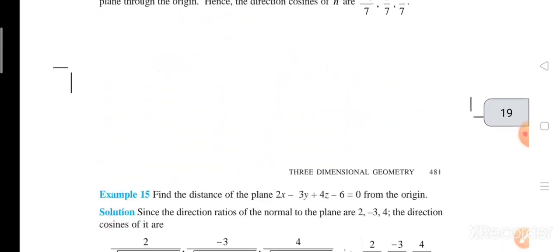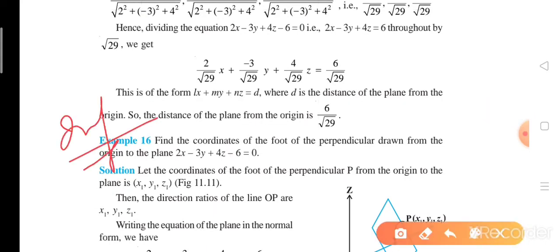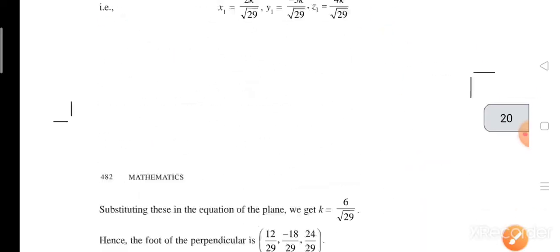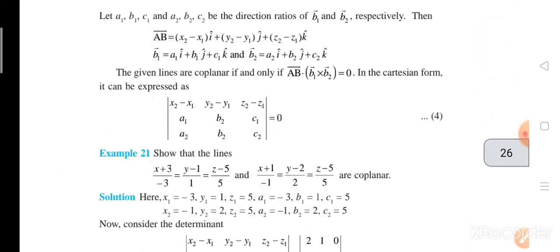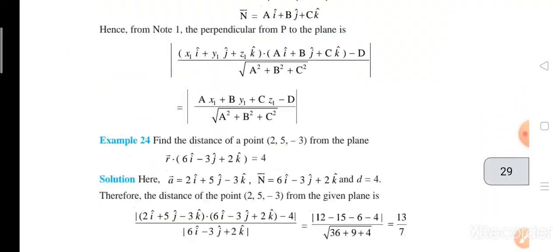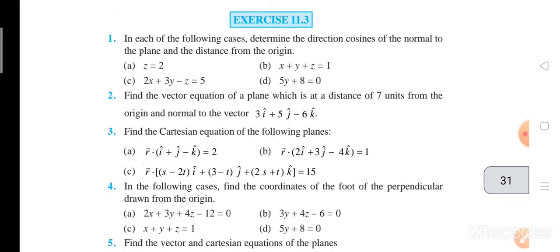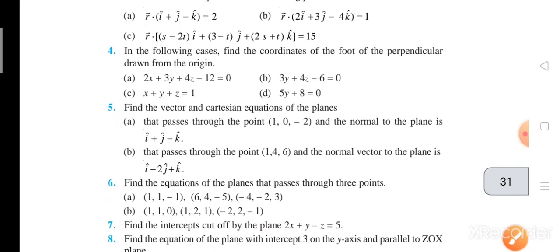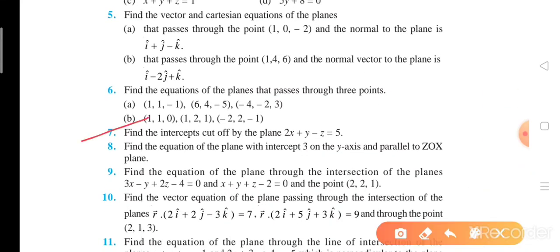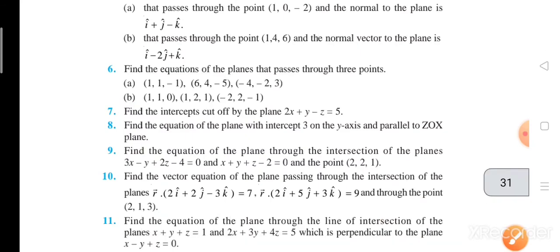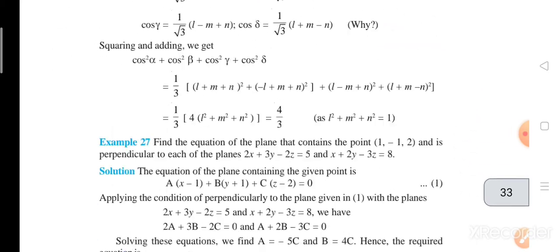Now our next topic is plane. All examples, related examples, and a very important example is this one, that is foot of perpendicular. This example is very important. Now if we talk about the exercise, you have to do other examples also. Now from exercise 11.3, question number 6, B part, 7, 9, 11. These you have to do. Miscellaneous examples, those are included, you have to do all.